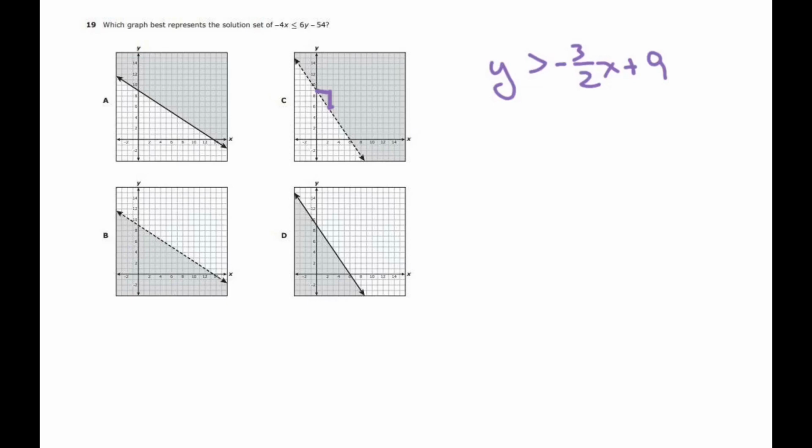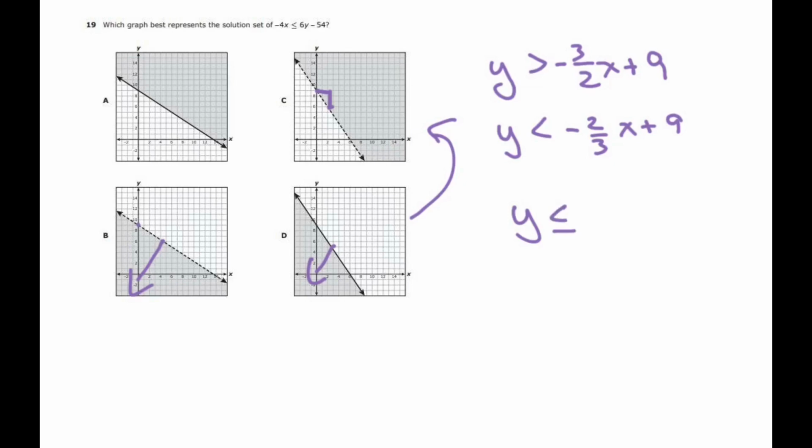The main thing is to remember that. Now this one, the same thing as 9, but this one's going to be 2/3. So this is going to be y, and you're going to do less than, because you're shading down, no equal sign. It's still a negative slope, so that's going to be negative 2/3 x plus 9. This one is just like this one. It has an equal, plus it's shaded down, so it's going to be less than or equal to negative 3/2 x plus 9. And that's it.